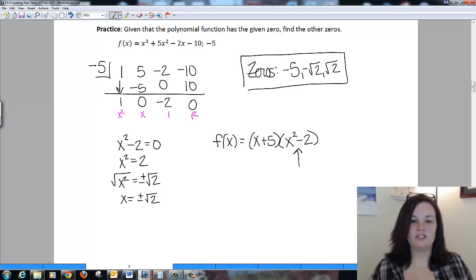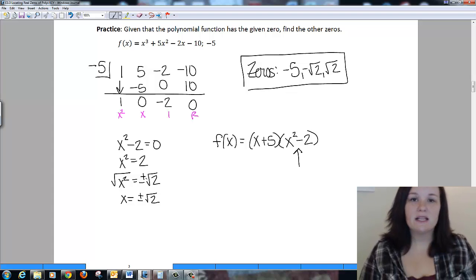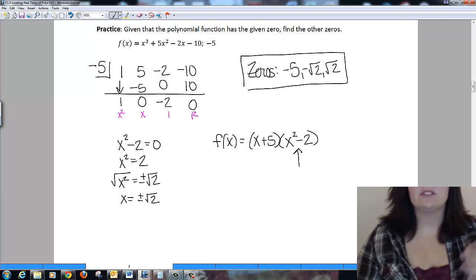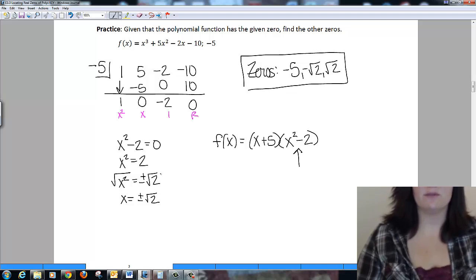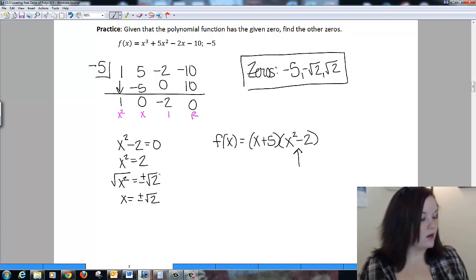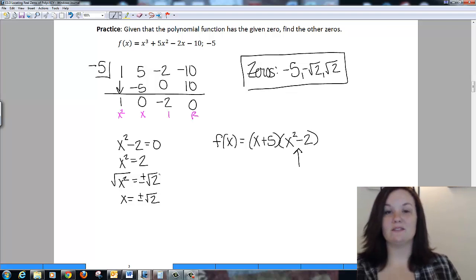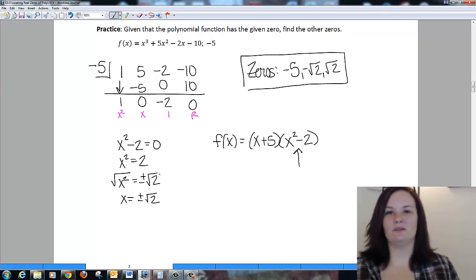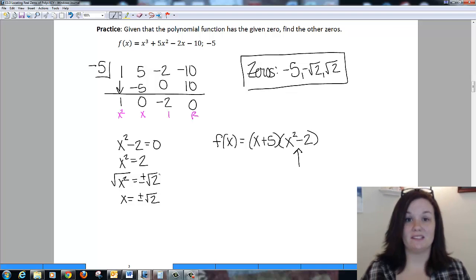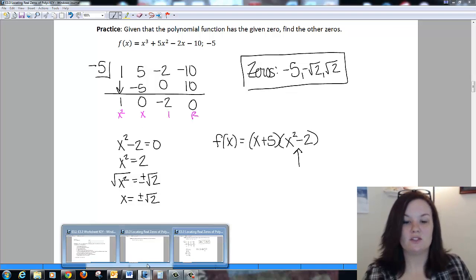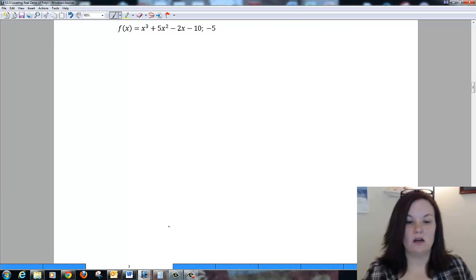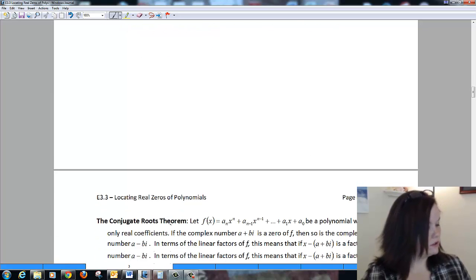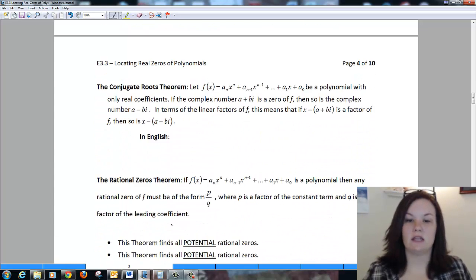So I just need to solve this one to see what my remaining zeros are. I move my 2 over, which makes it positive. Take the square root of both sides. Don't forget plus or minus, which means that my remaining zeros are positive and negative square root of 2. All right. So now what we want to do is move on to where they give us a polynomial function and we find all of the zeros without them giving us one as a starting point. In order to do that, we are going to use the Rational Zero Theorem.